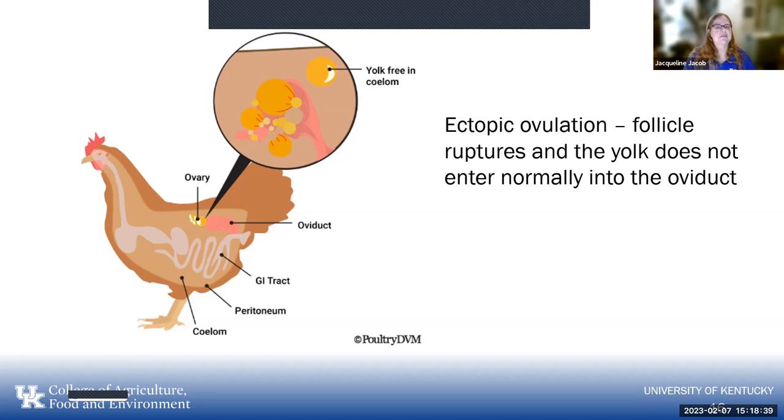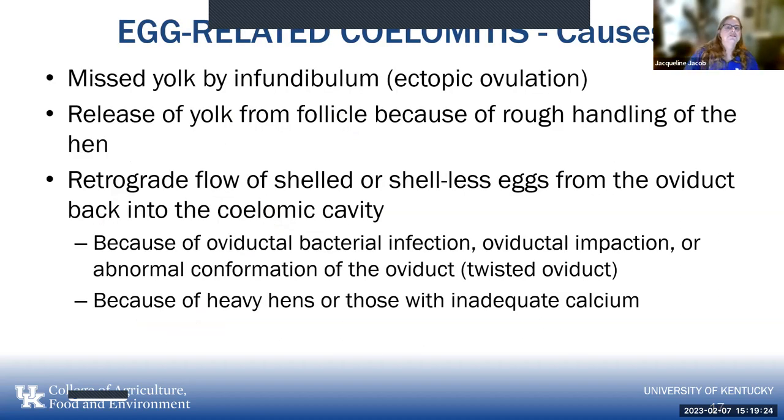So as I said, the main thing that we think of as causing the problem is what they call an ectopic ovulation. So the follicle ruptures and the yolk does not enter normally into the oviduct. This can be a result of the infundibulum missing it, or the hen, whatever type of hen, duck, turkey, geese, chicken, is roughly handled, and a yolk is released prematurely from an ovary and gets into the body cavity. So the causes can be the missed yolk by the infundibulum, the ectopic ovulation, or the rough handling.